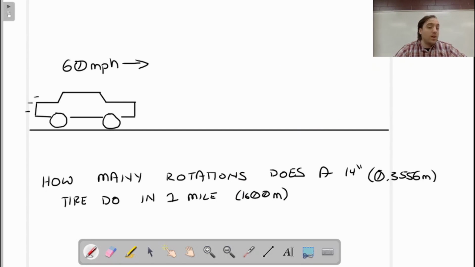Go ahead and give this one a try. How many rotations does a 14-inch tire do in 1 mile? 1 mile is, in this case, 1,600 meters. So how many revolutions does it do in 1 mile? Don't worry about the 60 miles per hour, that's velocity. Not what we're talking about. We're talking about a position, a displacement. Go ahead, give it a try. Check back after you're done.